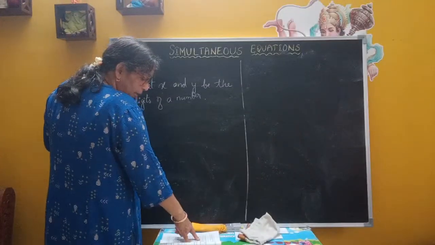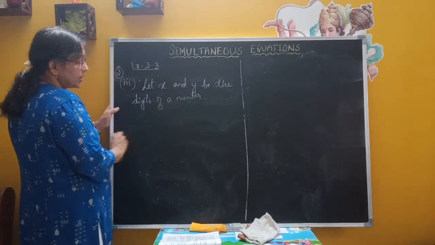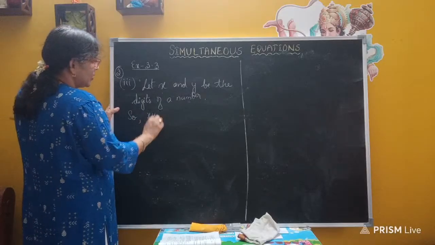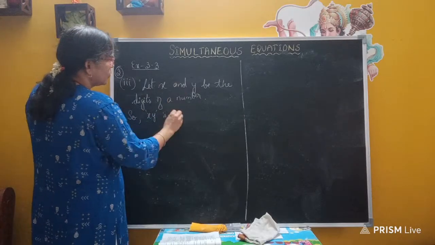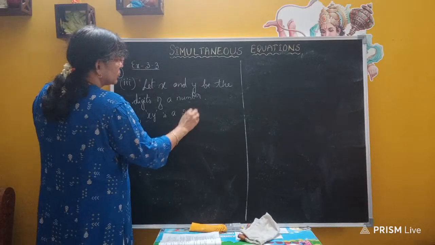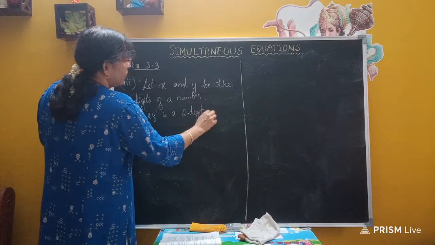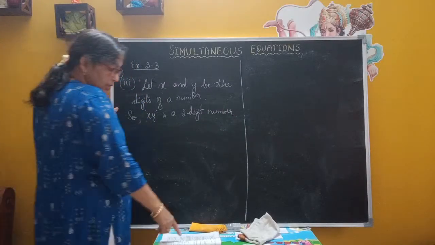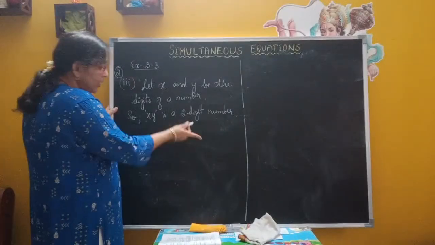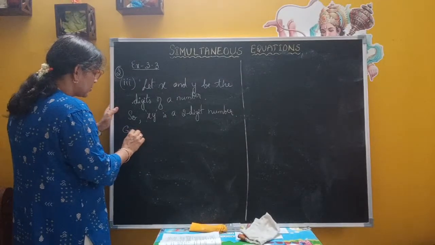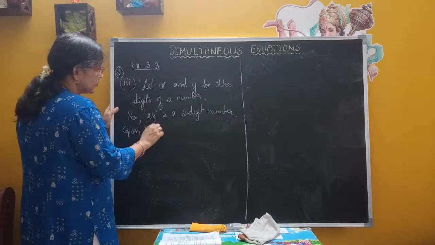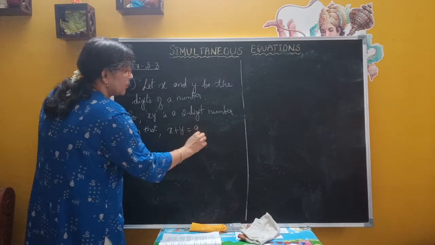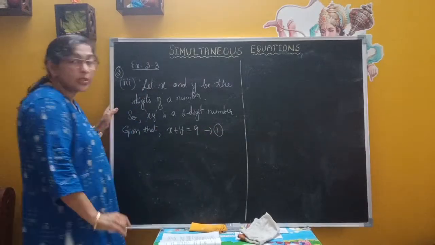So according to the statement, first statement, sum of these 2 digits. So what is the number? Therefore, xy is a 2-digit number. Given that sum of the digits is equal to 9. Now, given that x plus y is equal to 9. This is a simple equation we got, first equation.